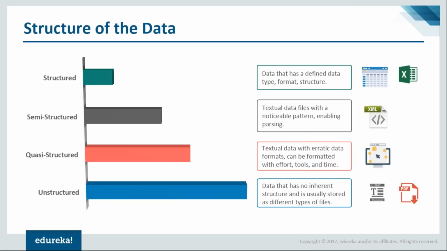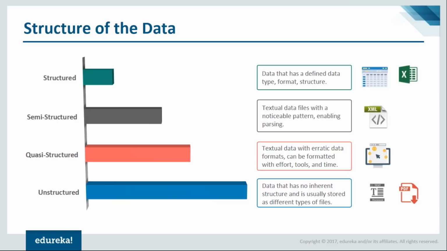Let's have a quick look at the different data types we have. Broadly speaking, we have structured, semi-structured, quasi-structured, and unstructured. Structured data type has a defined format, and since it has a defined format, extracting information from it is quite easy. Semi-structured data does not have a rigid pattern, but it does have a noticeable pattern. An example of semi-structured data would be the XML file.